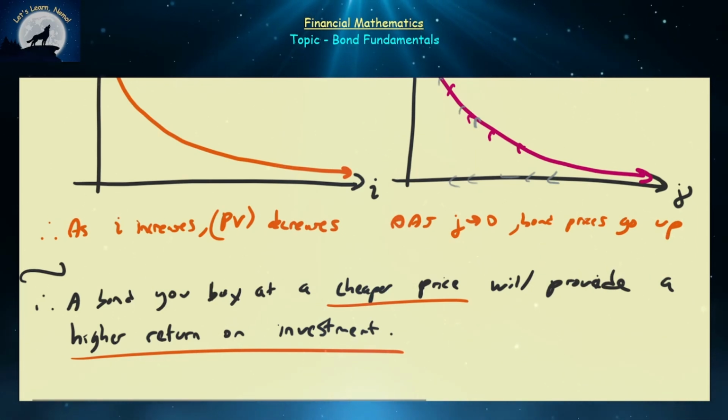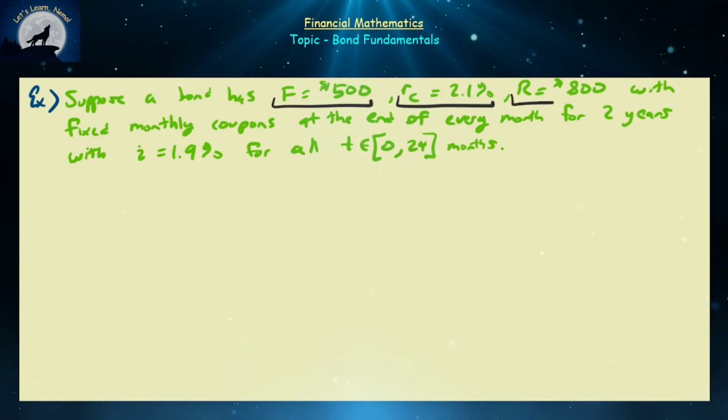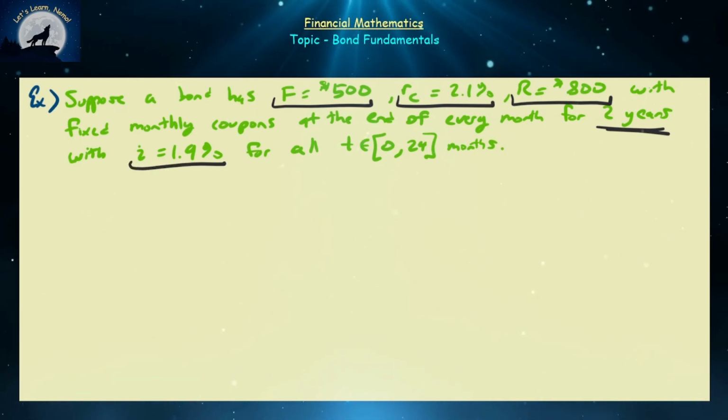Now let's actually go through a calculation example to make sure we understand the inner workings of these formulas. Suppose we have a bond that's up for consideration to be purchased by us, or maybe we already own this bond. Let's assume that the face value of this bond is $500 with a coupon rate of 2.1% that's fixed, and then a redemption value of $800 with fixed monthly coupons at the end of every month for a duration of 2 years. So the bond will mature after 2 years. And let's assume that the effective interest rate for all time t in between those 2 years is a fixed 1.9%, just to make the math a little bit easier to deal with.